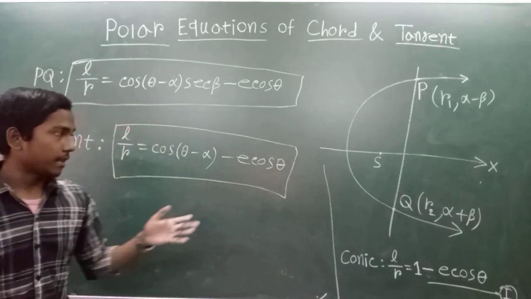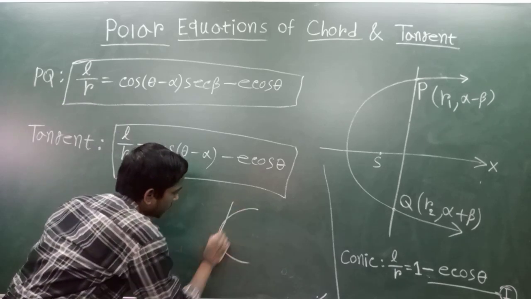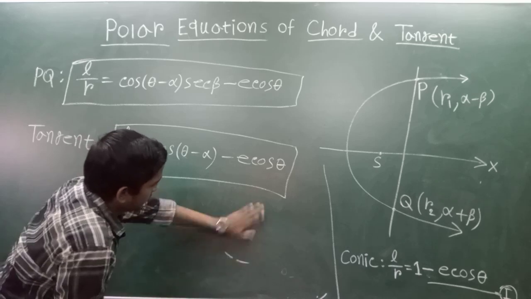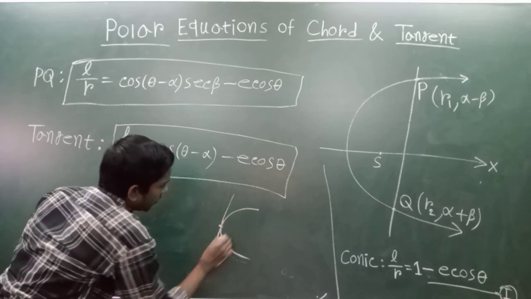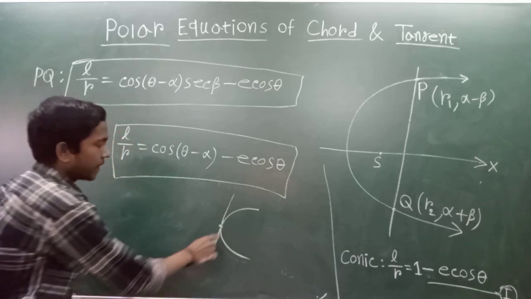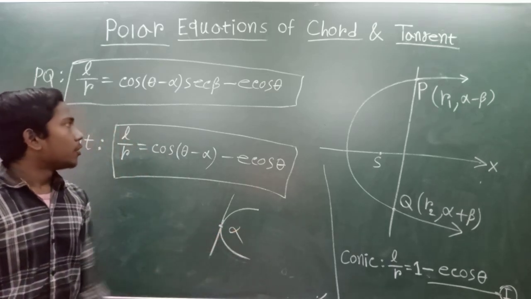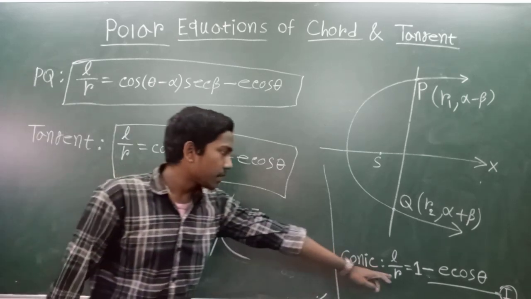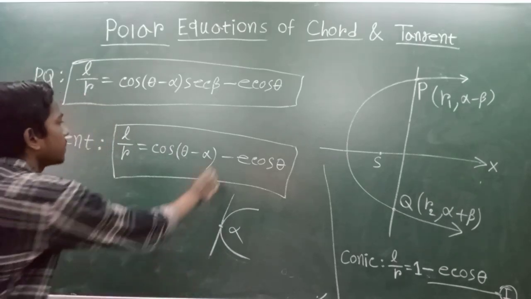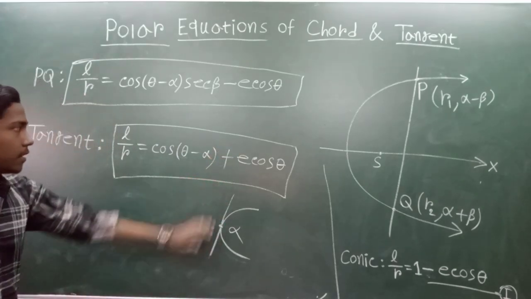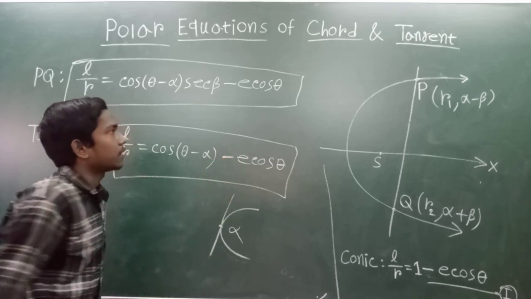And the point of contact, the vectorial angle of point of contact: if this is the conic and this is the tangent, this is the point of contact. So the vectorial angle of point of contact is alpha. And if the equation of the conic is given as L by R is equal to 1 plus e cos theta, we will just write plus instead. So you have to remember these cases. Now we will move forward to solve some questions.